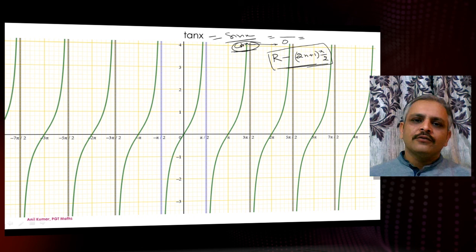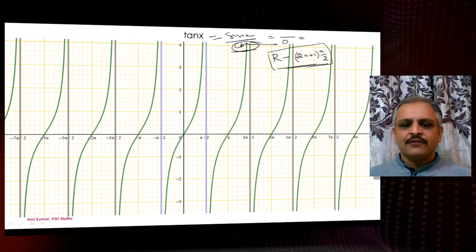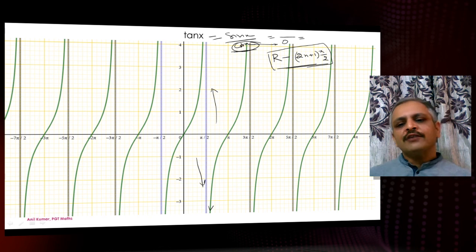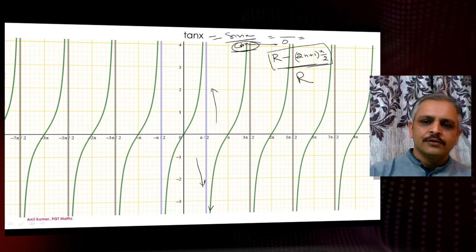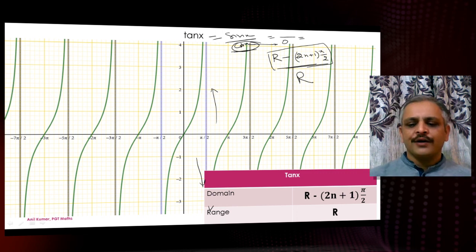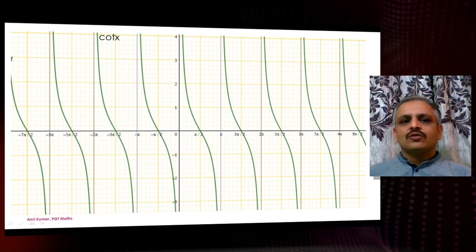And what is the maximum value? It keeps on increasing because it's leading towards infinity, and on this side it is leading towards minus infinity. So from minus infinity to plus infinity, all the values are included in this curve. So its range will be all real numbers. So the domain will be all real numbers except odd multiples of pi by 2, whereas the range will be all real numbers.